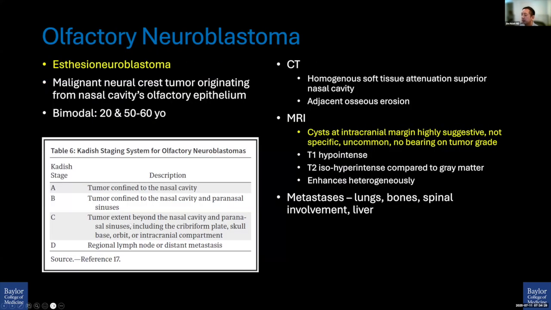So one thing I want to talk about is that we had talked about the AJCC cancer staging, but this is the one exception. It has its own staging system, the Kadish staging system, where originally proposed stage A would be tumor confined to the nasal cavity, and then B would be tumor confined to the nasal cavity and paranasal sinuses. C, tumor extends beyond the nasal cavity and paranasal sinuses, including the cribriform plate, skull base, orbit, or intracranial compartment. And then in the 90s, Morita et al. proposed a revised and modified Kadish staging system, where stage D has regional lymph node or distant metastasis.